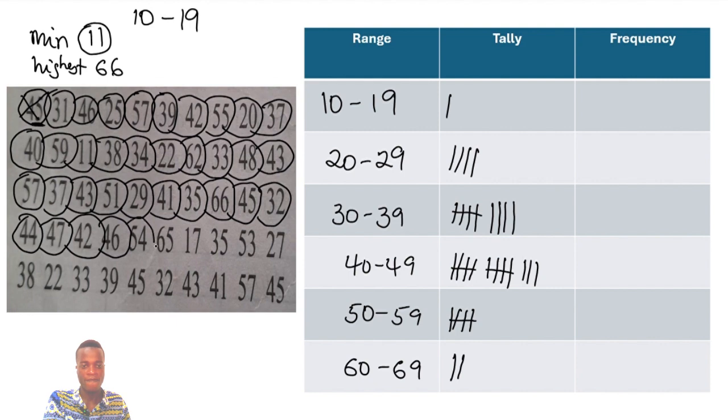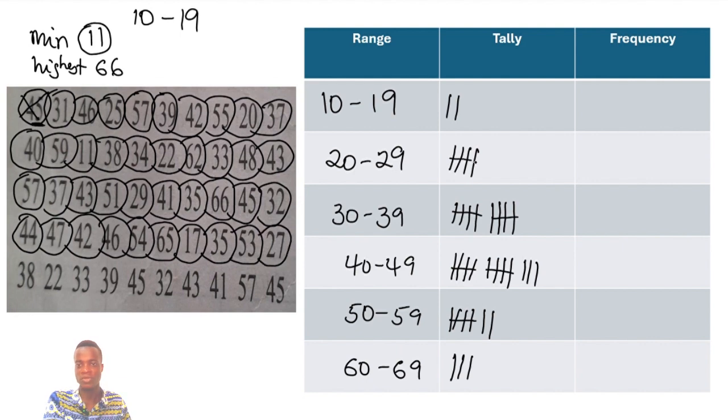54 will be here. 65, 60 got something now. 17, oh, we'll fall in the first range. We got then 35. One bundle, so we'll complete this bundle for us. Next one is 53. 53 will be here. 27.